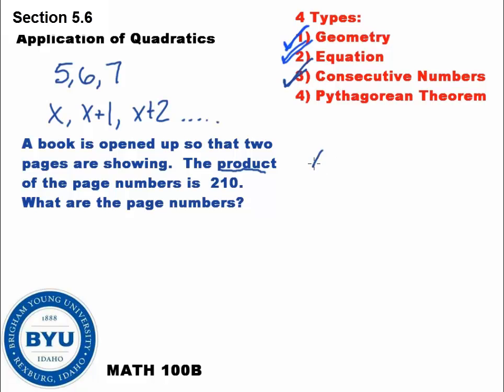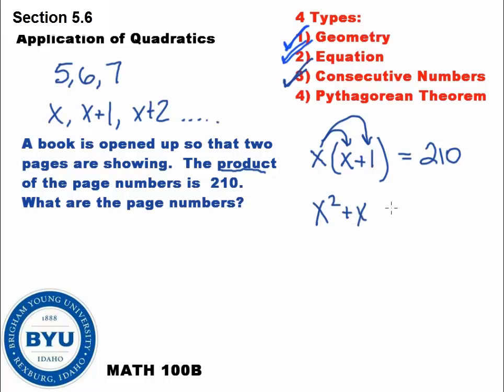And so basically, we're going to let x represent the first number, x plus 1 represent the next page number, and we know that when we multiply those, it comes out to be 210. So again, after you've set it up, you can just simply distribute. We get x squared plus x equals 210. We subtract the 210. We then factor it.